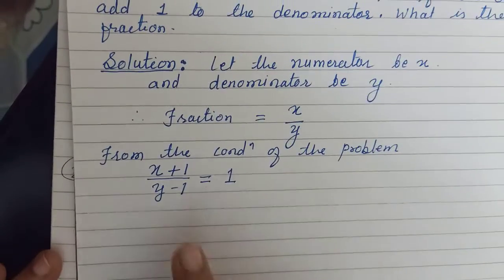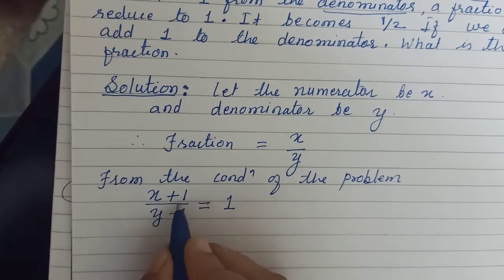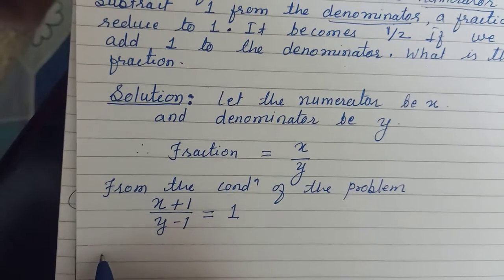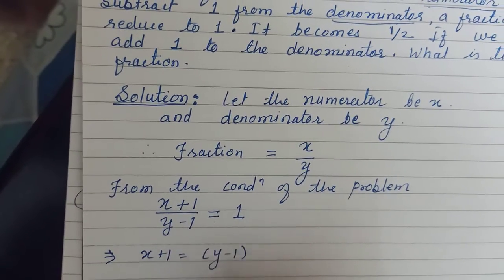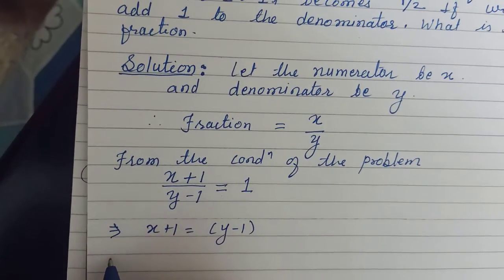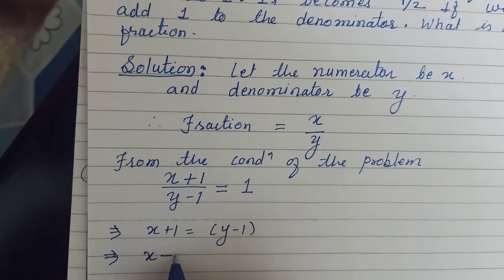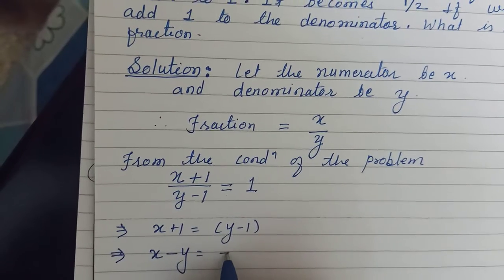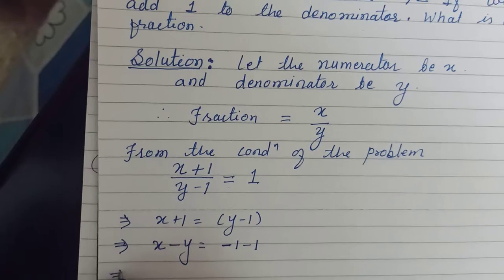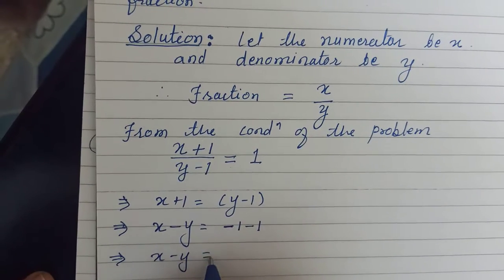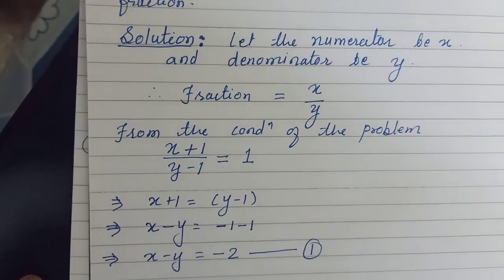We will solve it and write it in the form ax plus by is equals to c. If we take the cross multiplication, this implies x plus 1 is equals to y minus 1. Solving for x and y, the y will come over here, so x minus y is equals to, this minus 1 will be here and this 1 will go there, it becomes minus 2. So this implies x minus y is equals to minus 2. This is one equation we framed.